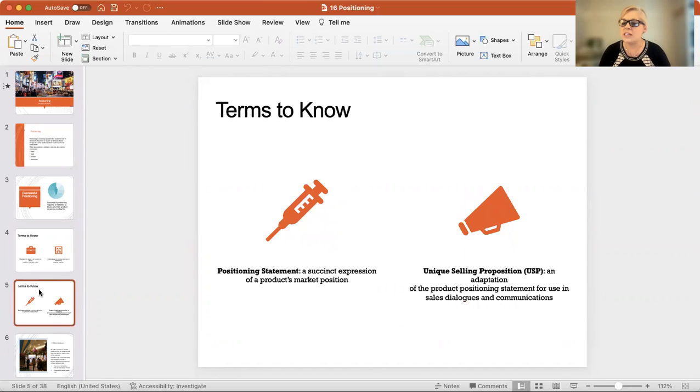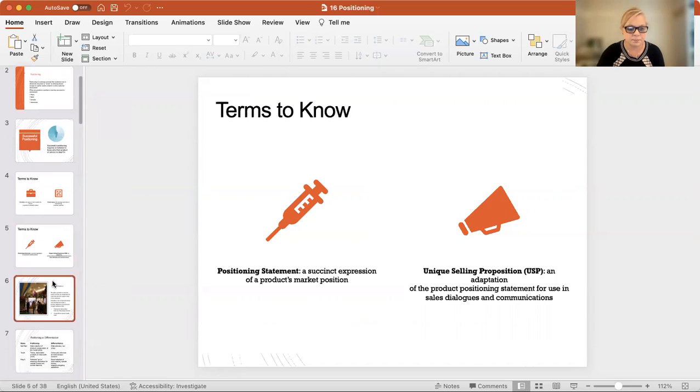Okay, positioning statement. This is a short expression of our market position, what we plan to be and who we intend to serve, and our unique selling proposition. That is how we adapt our positioning statement for things that we will actually be using in more public facing ways. You'll actually never see a positioning statement used in public outside of the company. You will see something like a unique selling proposition instead.